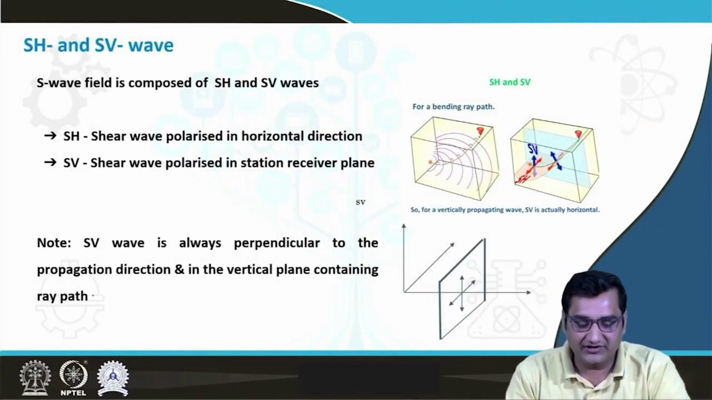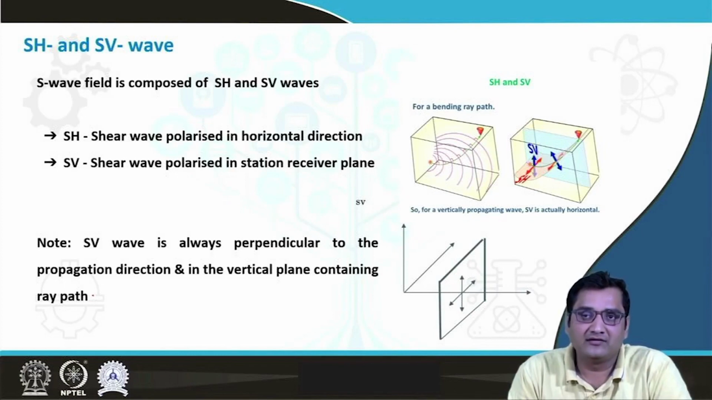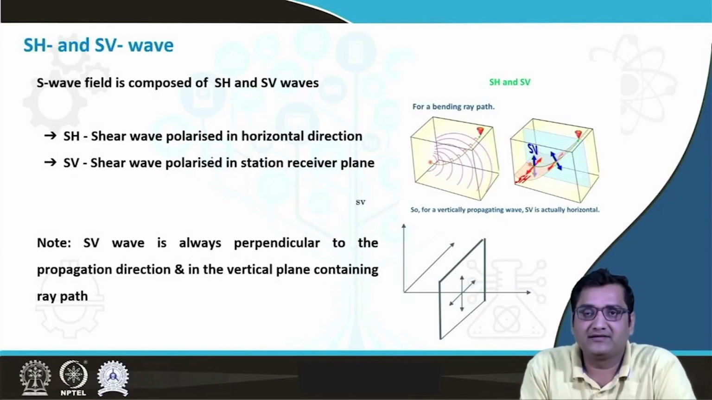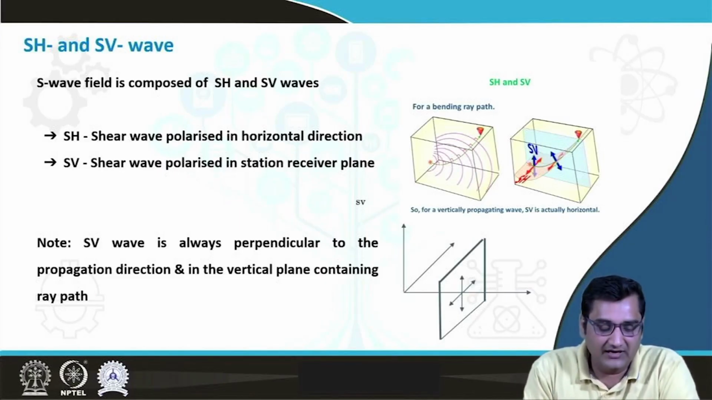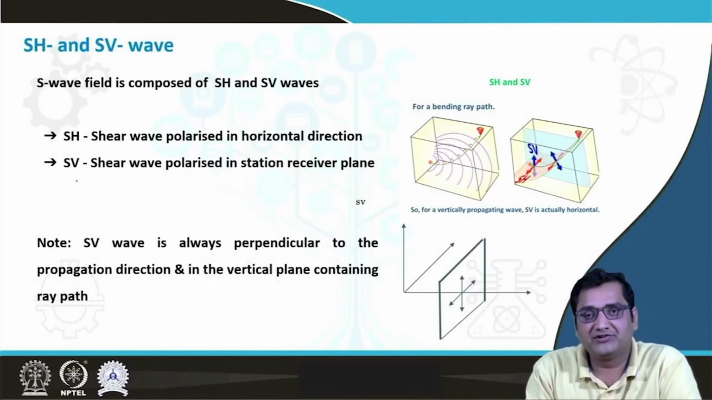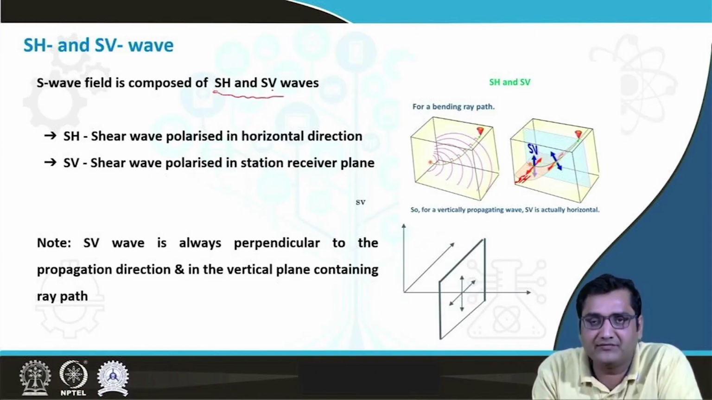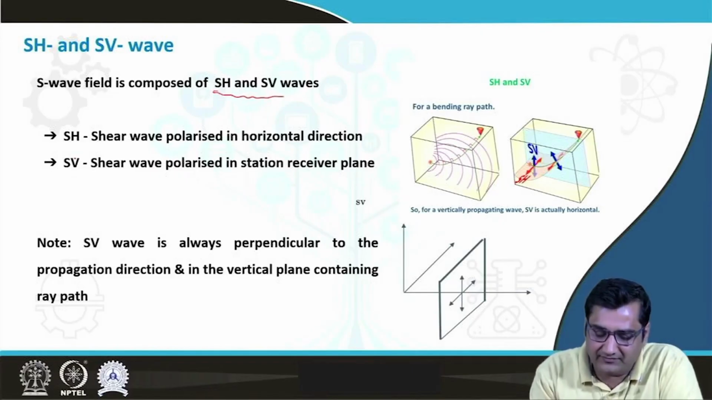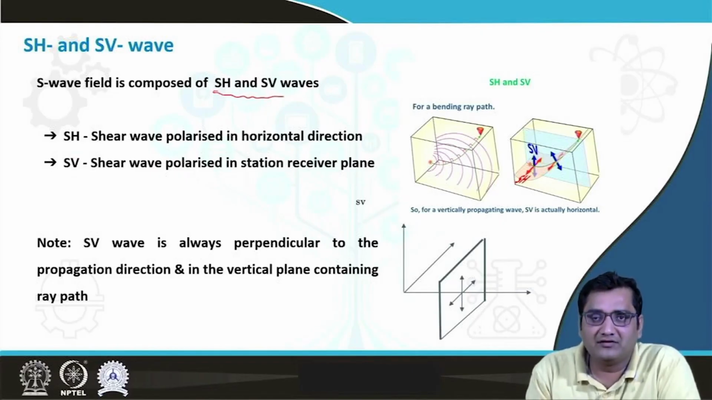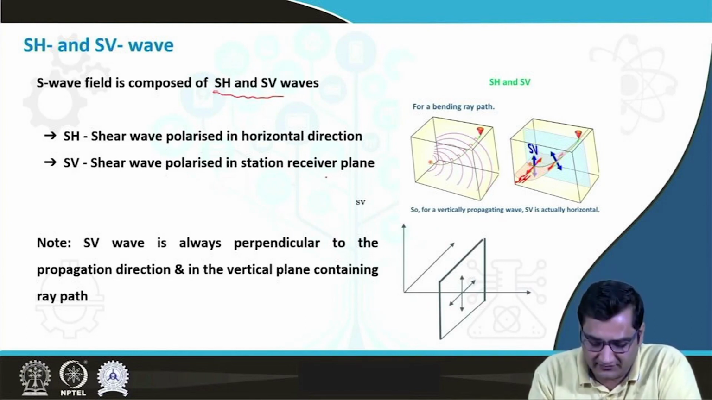Now the shear wave has two components. One is the SH wave, another is the SV wave. The SH wave is the shear wave that is polarized in the horizontal direction. Similarly, the SV wave is the shear wave that is polarized in the station-receiver plane. So whenever you see the S wave field, it will always be associated with the SH wave and the SV wave. The SH wave is polarized in the horizontal direction, and the SV wave is polarized in the plane of the station and receiver.